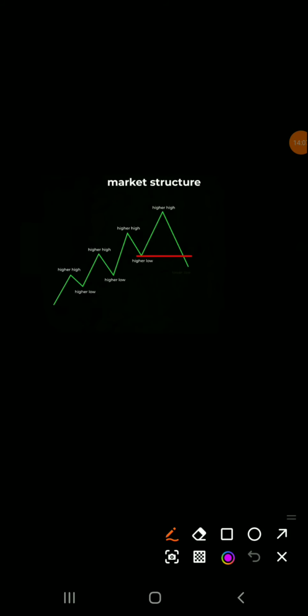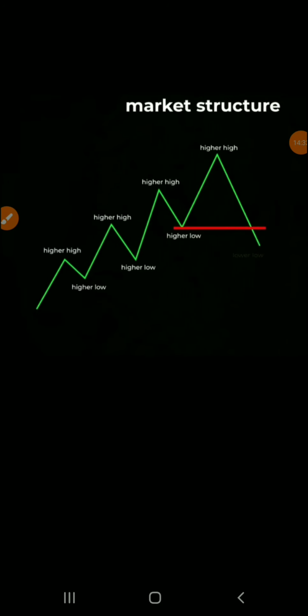Now, the break of this previous higher low into a lower low, turning the trend into lower lows, is what we refer to as change of character, because it has changed the character of the market from an uptrend to a downtrend. Now let me illustrate this, or let me zoom it out a bit so that you get to actually see what we're talking about properly.